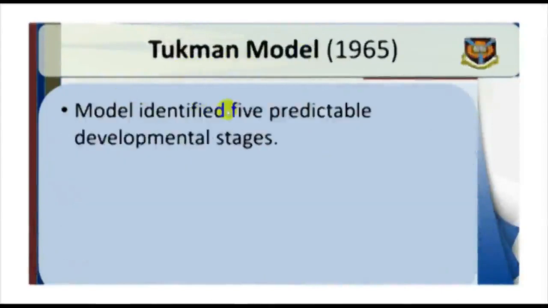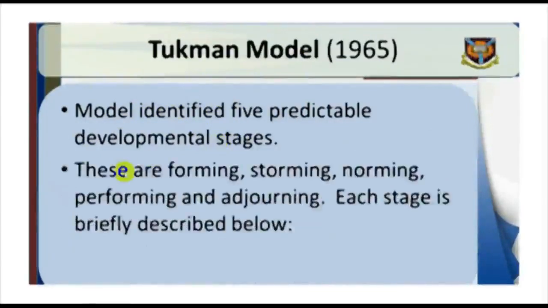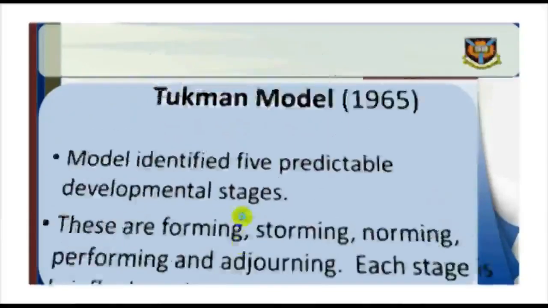Tuckman model. Tuckman, 1965, identified 5 predictable developmental stages. These are forming, storming, norming, performing, and adjourning. Each stage is briefly described below.